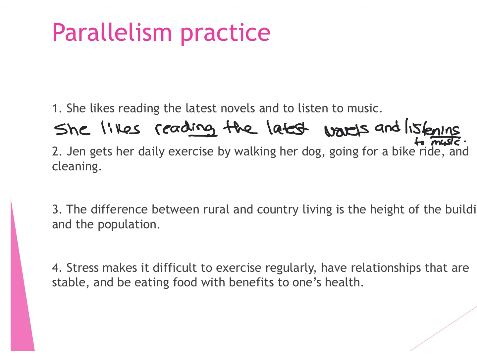The next one. Jen gets her daily exercise by walking her dog, going for a bike ride, and cleaning. Let me record that part. When we look at each element, because this is a list, right? You have walking, and then what is she walking? Her dog. Element 2, going. Going with what? A bike ride, okay. And, okay, but does it say what she's cleaning? No, and that's the missing element, isn't it?